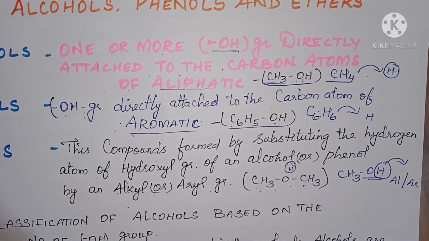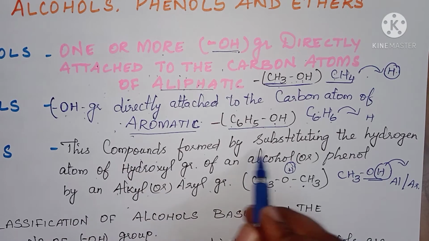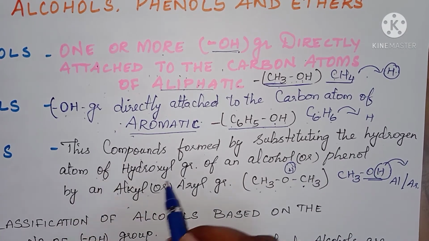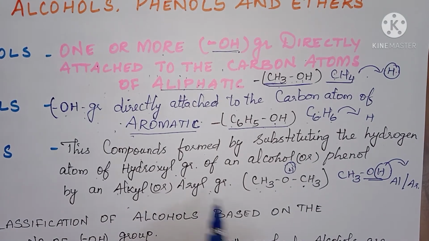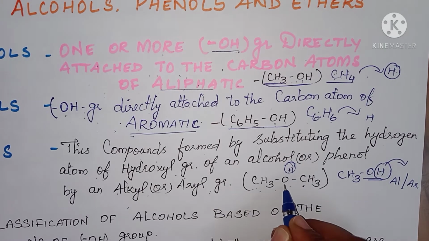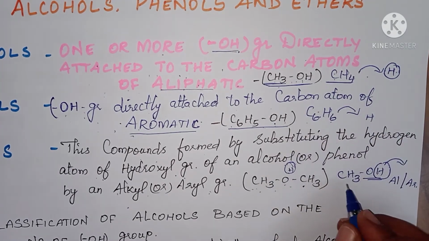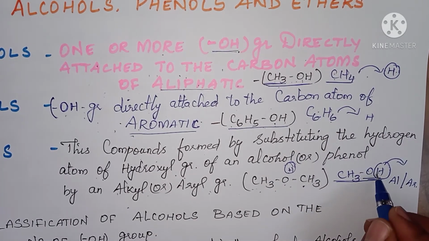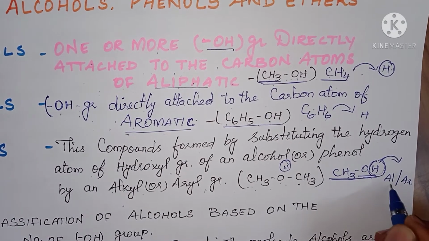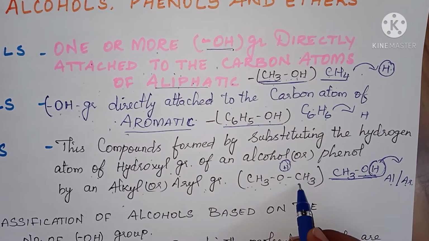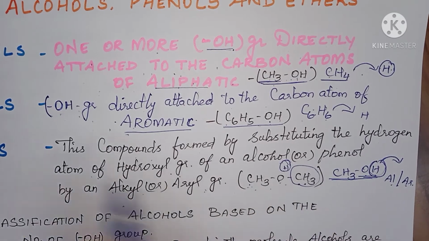Okay, now next one, ether. So what is ether? It's a very easy one. These compounds are formed by substituting the hydrogen atom of the hydroxyl group of an alcohol or phenol by an alkyl or aryl group. See, what is the example? CH3OCH3. For example, take the alcohol CH3OH. From that one hydrogen we can remove, and in that place one alkyl or aryl group will sit. Here an alkyl group is sitting there. So that means CH3OCH3. That is called ethers.